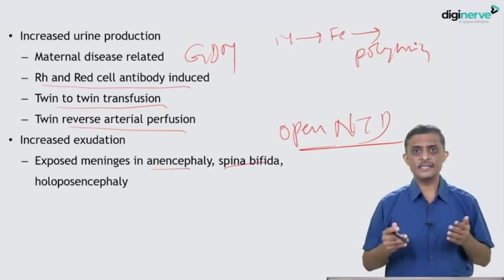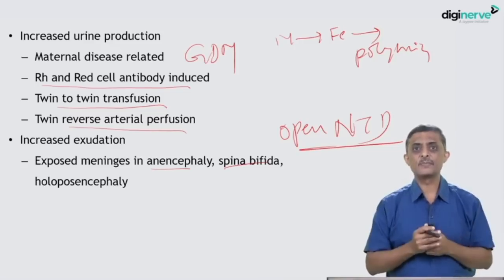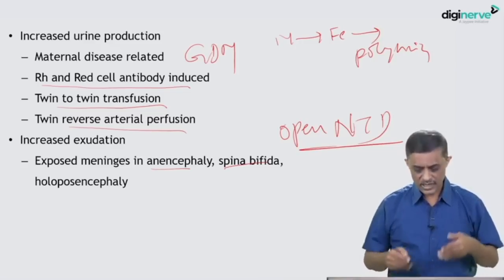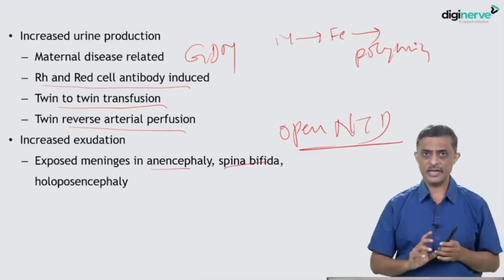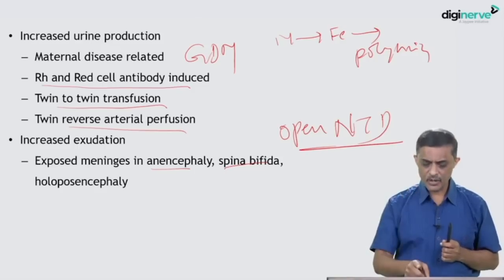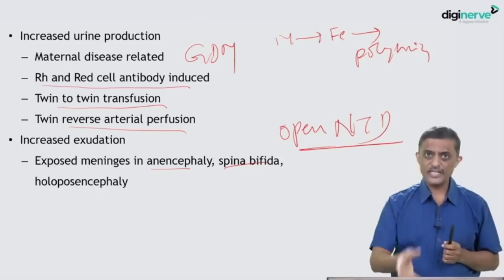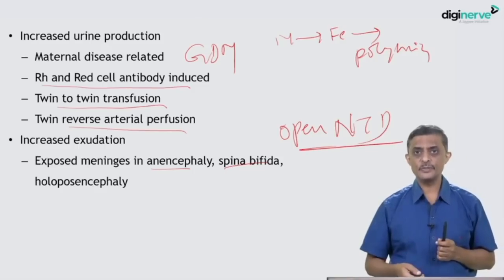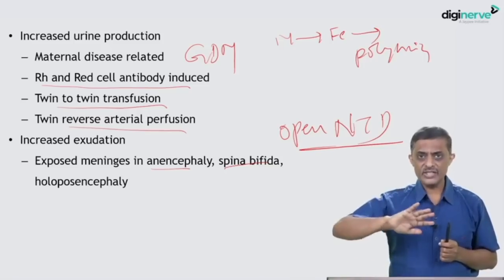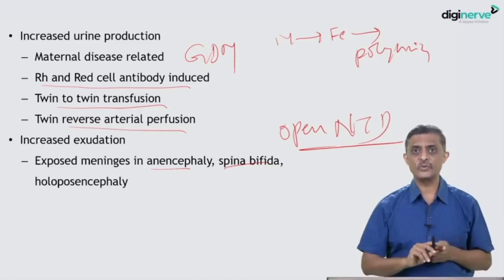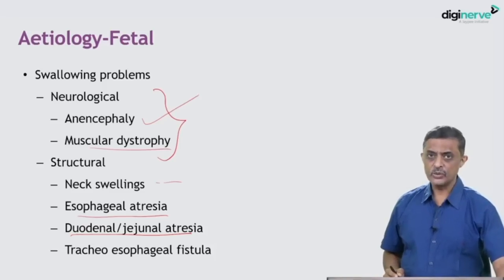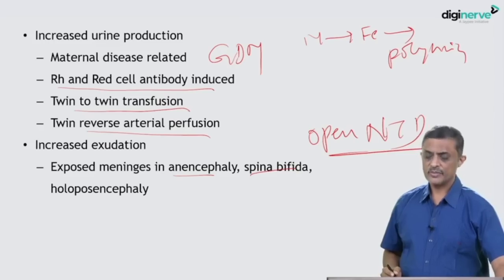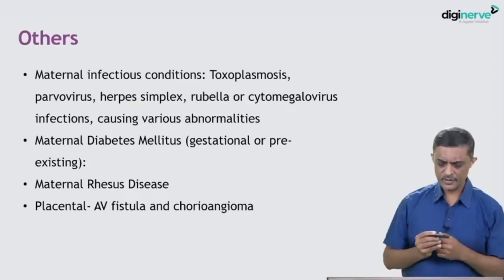In all these cases, because the meninges get exposed out, the babies will have more amount of liquor around them, and that causes polyhydramnios. So maternal problems, fetal problems which increase the urine output, then meningeal exposure which causes more exudation, and earlier we mentioned the swallowing problems which are neurological or structural. These are the causes for polyhydramnios.